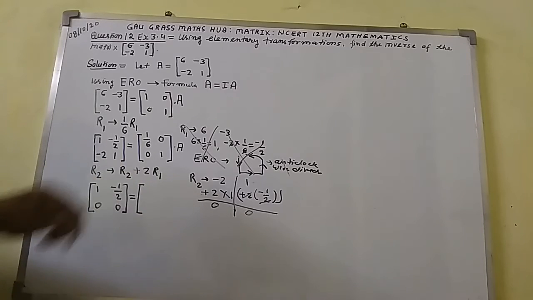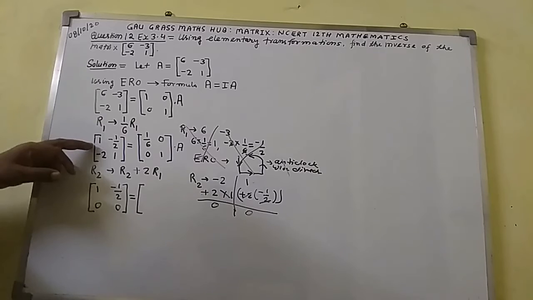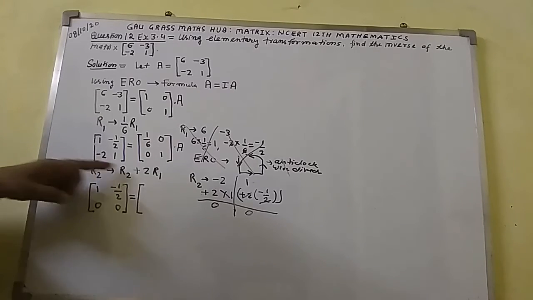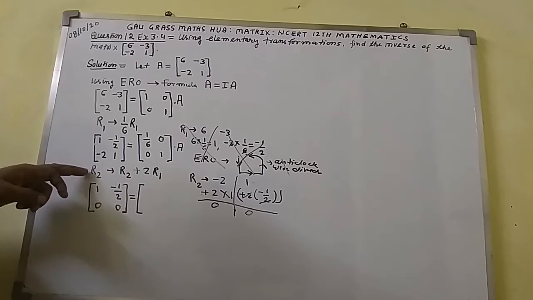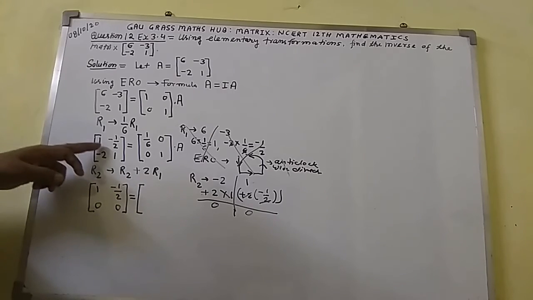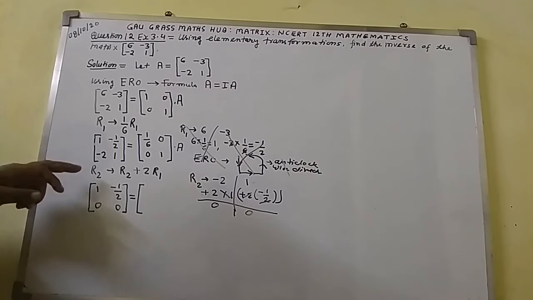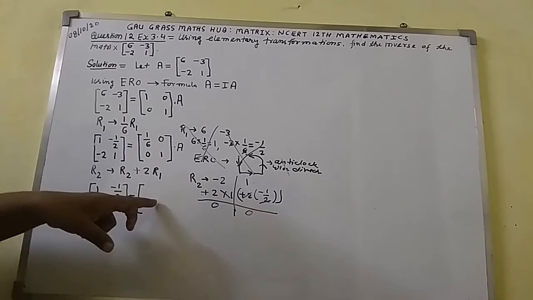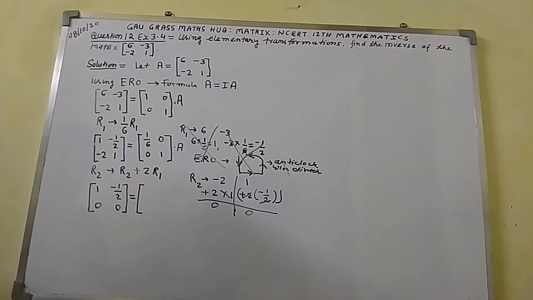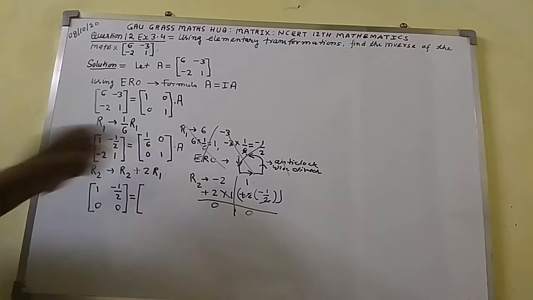Here you can see this is the matrix. In this matrix I have applied this property. By applying this property from this matrix I have got this one. Again you should apply this property in this matrix. Then you will get this matrix. Just apply this property in the matrix here.